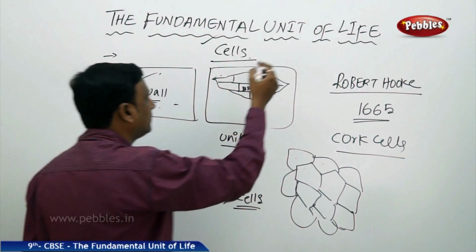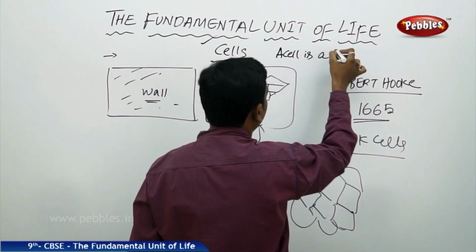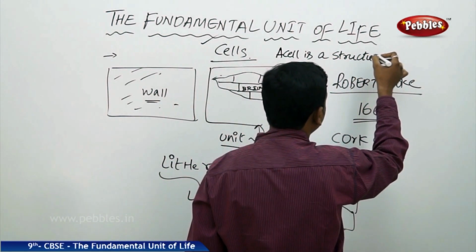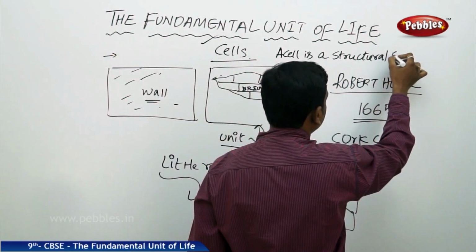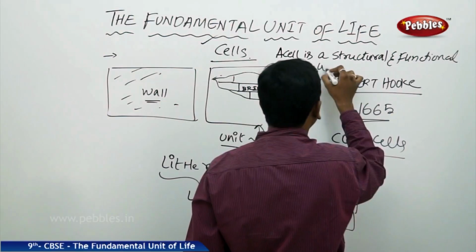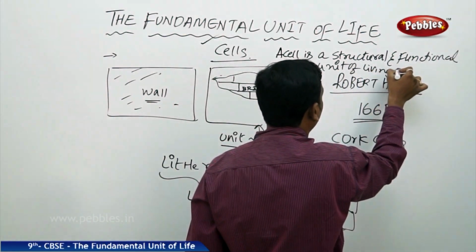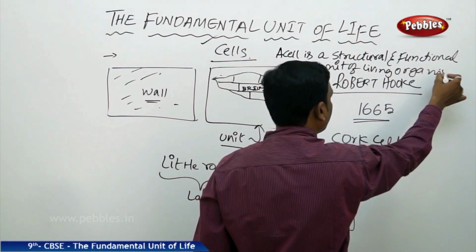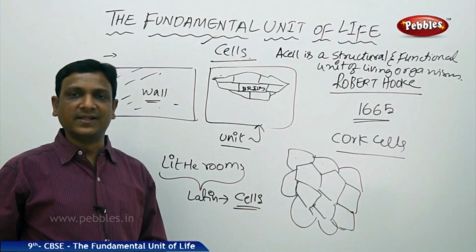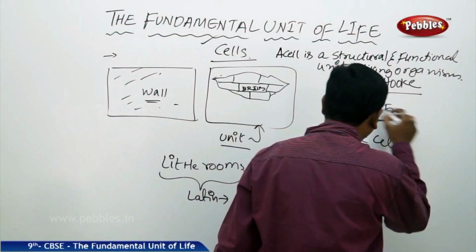So that's what we learned here, that a cell is structural, meaning it helps in giving a structure, as well as a functional unit of living organisms. Robert Hooke did that. He identified it with an experiment in the year 1665, long ago.